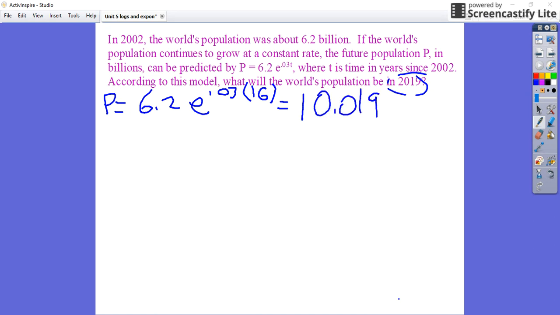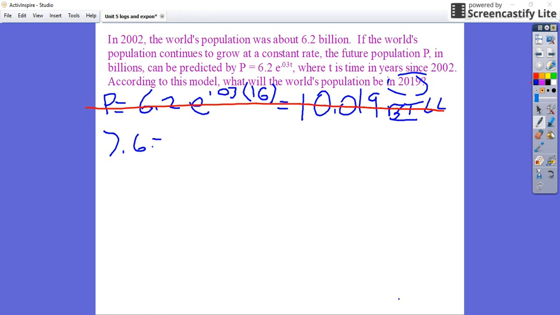10.019. Now, this is billion, of course. I went to world population clock. I just typed that into Google and I came across something, and it said that the population is actually much smaller than that. 7.6 billion. So the model's wrong. This model isn't an actual or a good predictor as it is right now. So what we need to do is update this model, and that is easily done.